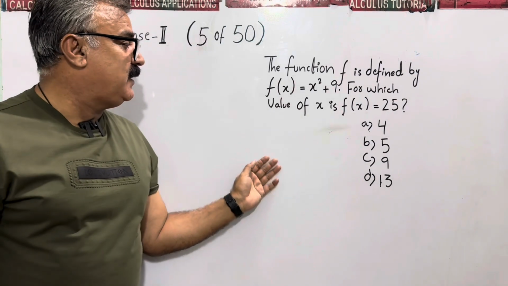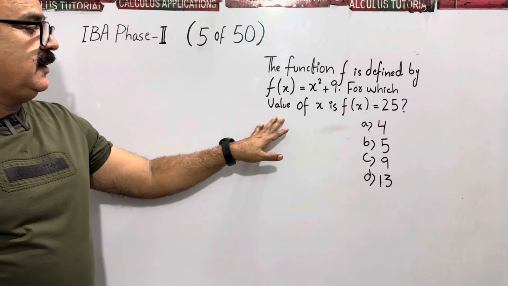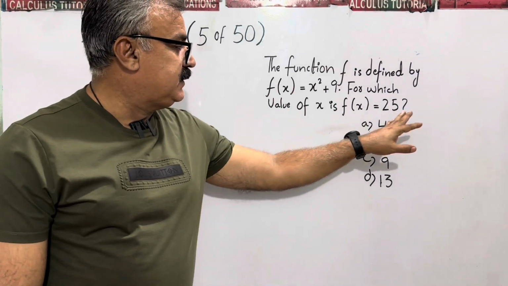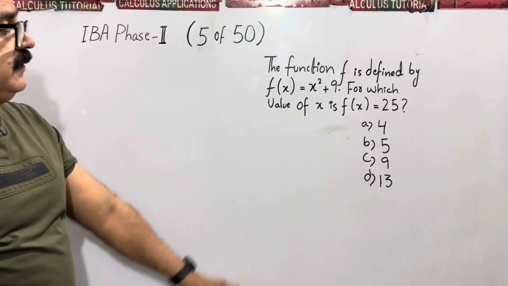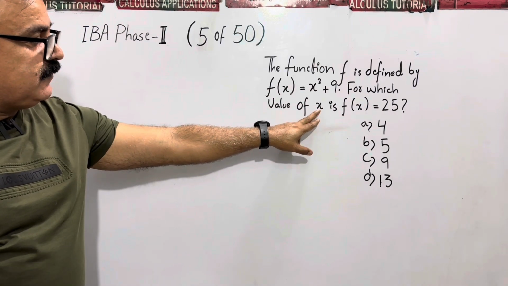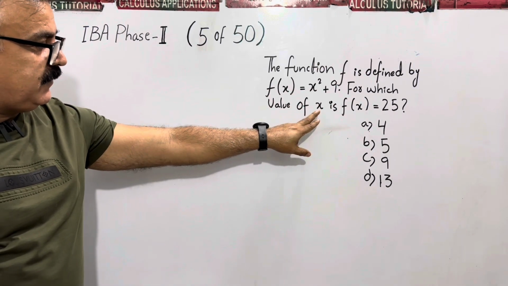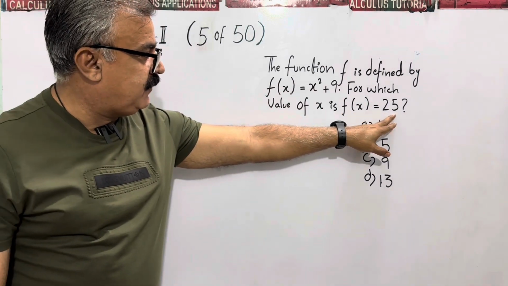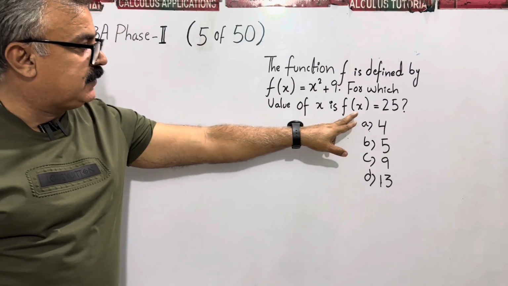The function f is defined by f of x is equal to x square plus 9. For which value of x is f of x equal to 25? Find the value of x. For what value of x is f of x equal to 25?